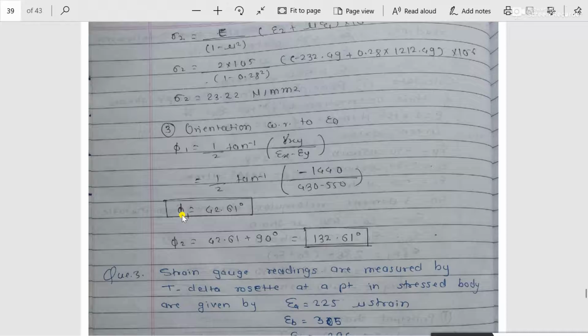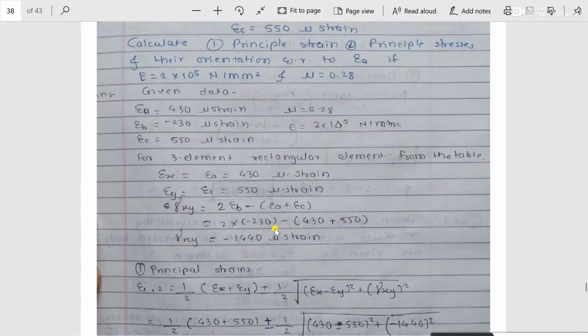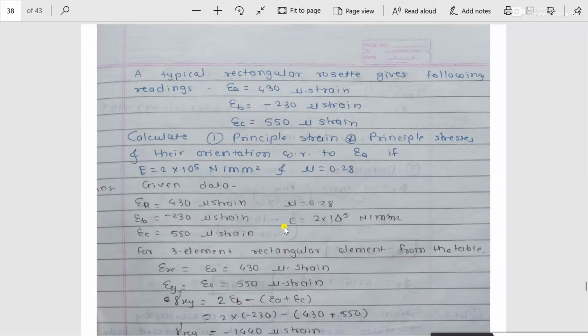So phi 1 represents the direction of first principal strain, and phi 2 represents the direction of second principal strain. So like that we have to calculate all these unknown parameters. So like that we have to solve the numericals based on the strain gauge Rosette.